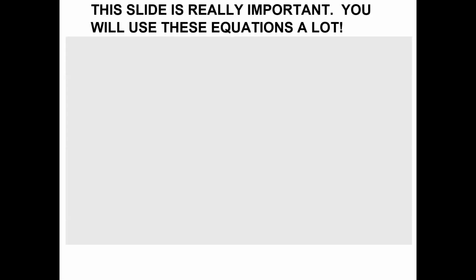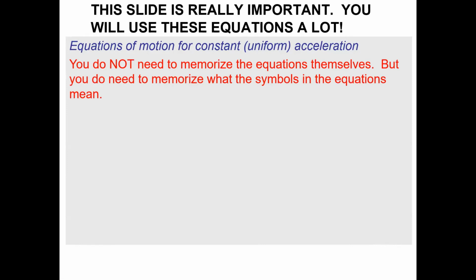This next slide is really important, but I don't want you to think you have to memorize the equations you're about to see. In fact, you don't, because I will always give them to you and you'll be able to refer to them. But you do have to know what the letters mean. An important note I'll make a couple times in this video is these are known as the equations of motion for constant acceleration, otherwise known as uniform acceleration, meaning that in order to use these equations, the object has to be undergoing constant acceleration. The acceleration cannot be changing, it has to be a constant number. Okay, and again, you don't need to memorize these equations, so let's get into it.